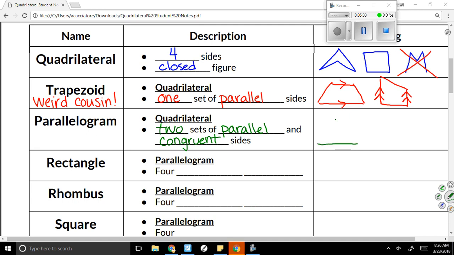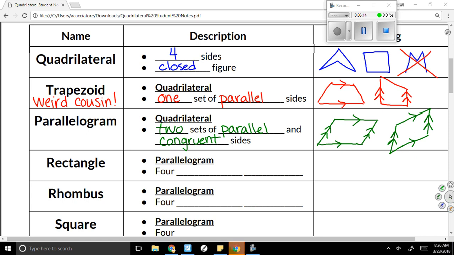So there's one set of parallel sides. There's the second set. And you can see that I'm using those symbols because the ones that have the same number of arrows are the ones that are parallel to each other. I'm just going to draw another example. So both of those are examples of parallelograms.